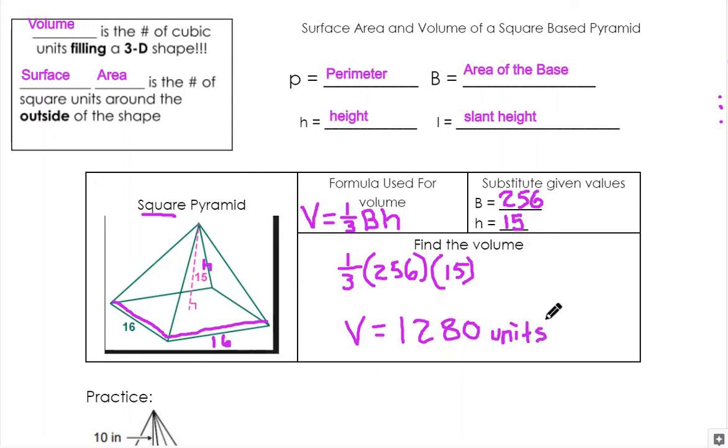Units, and units for volume are always cubed. So it'd be units cubed. So let's say this said inches, so it'd be inches cubed. If it said feet, it'd be feet cubed. Right? So anything that has to deal with volume is always cubed.